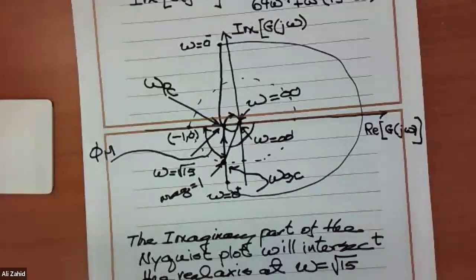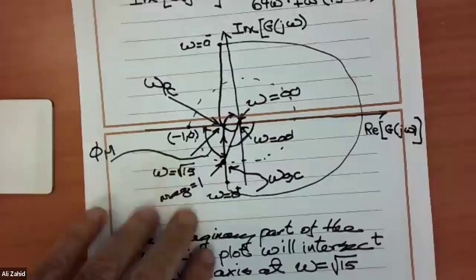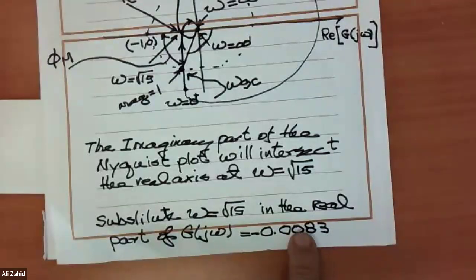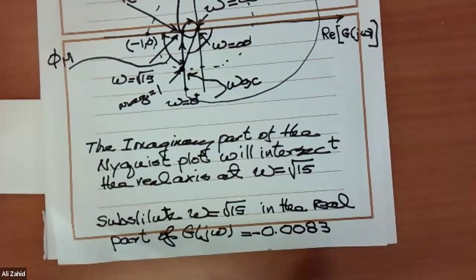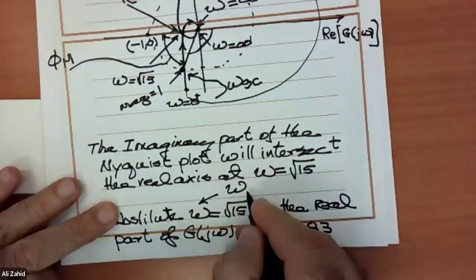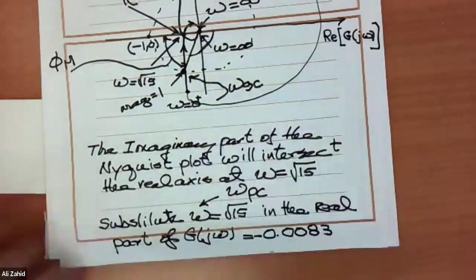1 over that is the what? Is the gain margin. But you need to change it to dB. 1 over it. So in our example, what was it? 0.0083. By the way, this omega is what? This omega is omega PC, the phase crossover frequency.